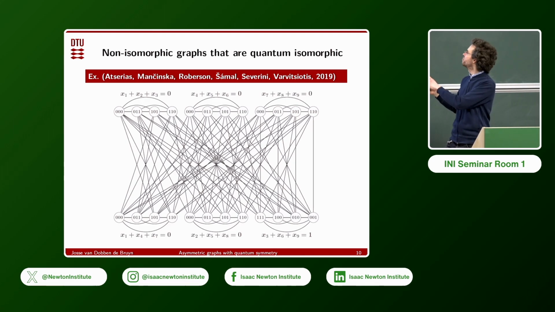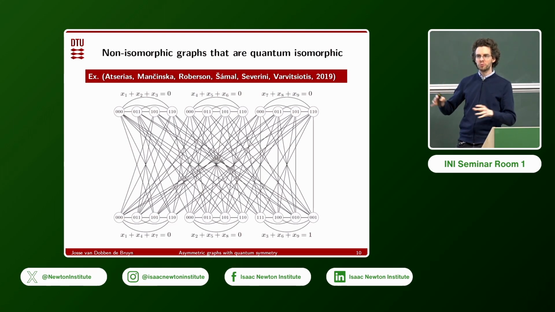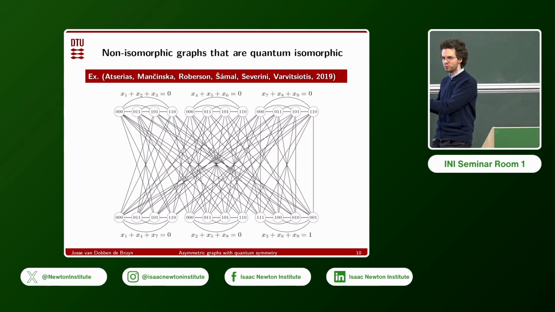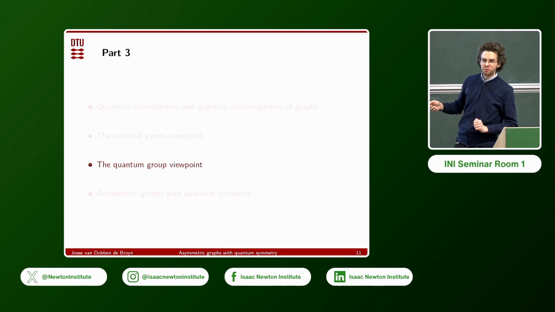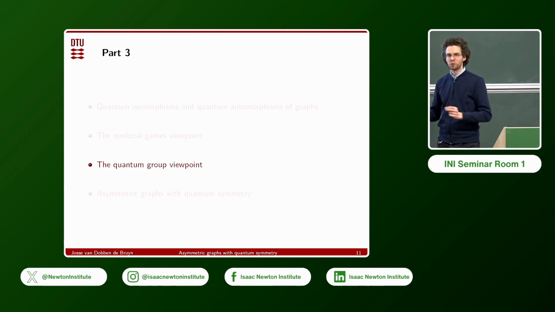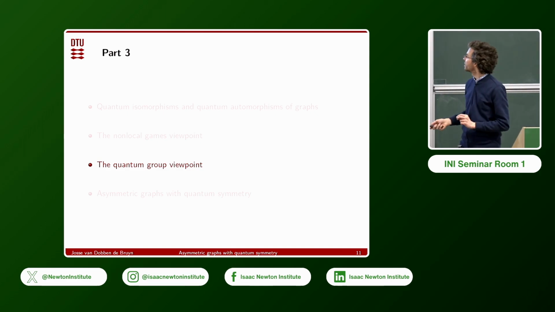And this will be the basis for our construction later. It will be a similar construction of this graph, and similar techniques will be used to get asymmetric graphs with quantum symmetry. So that's one motivation for why these quantum isomorphisms are the right definition. Let's look at the other one.